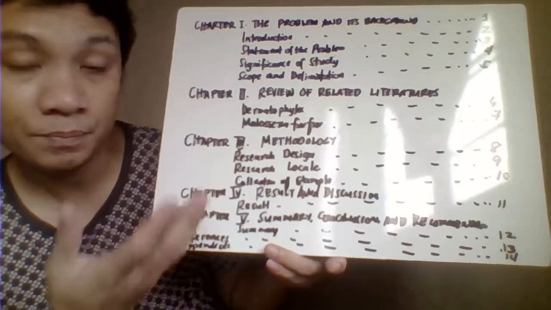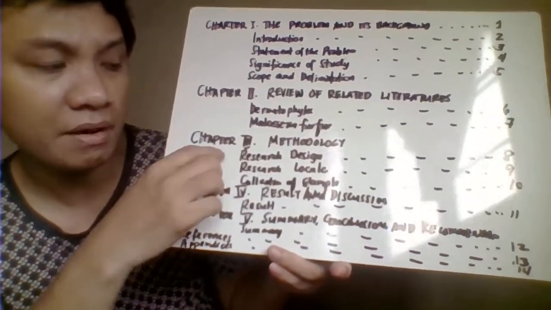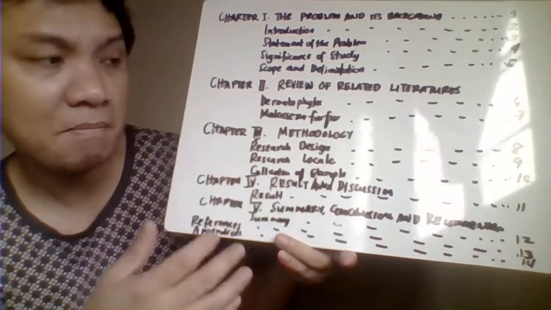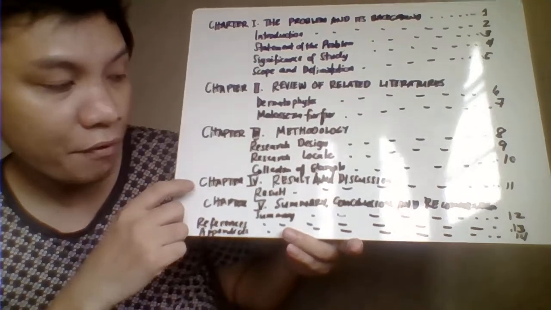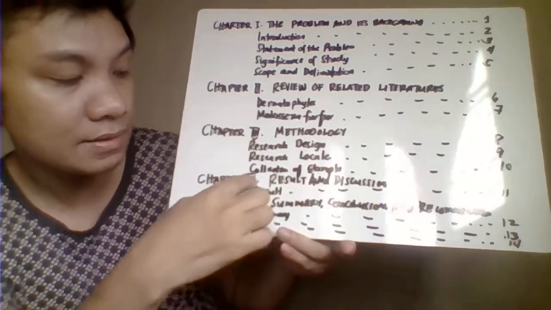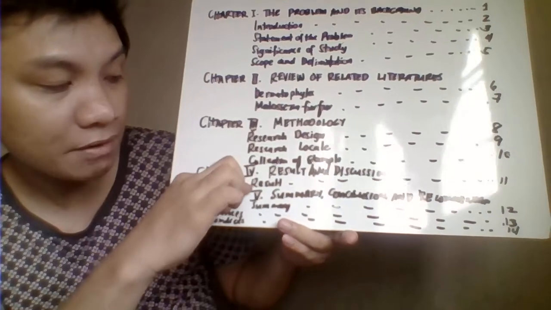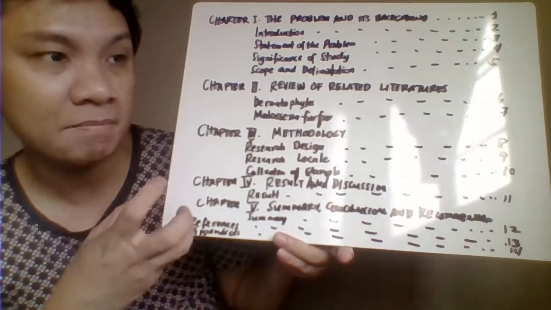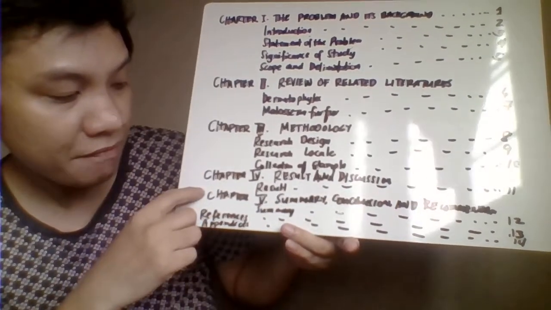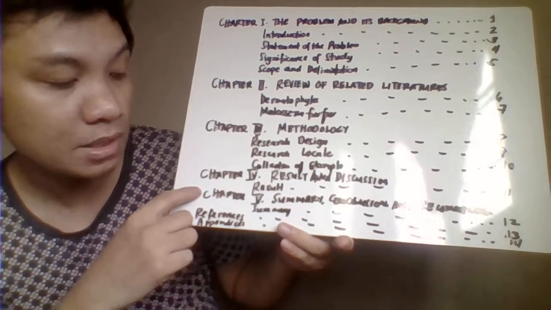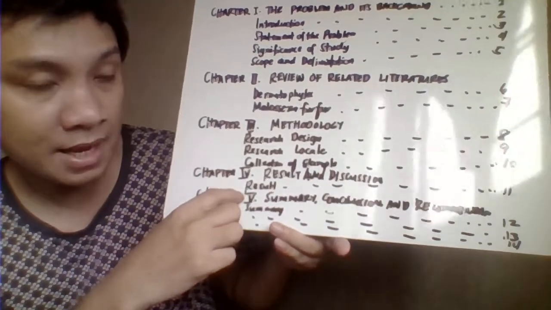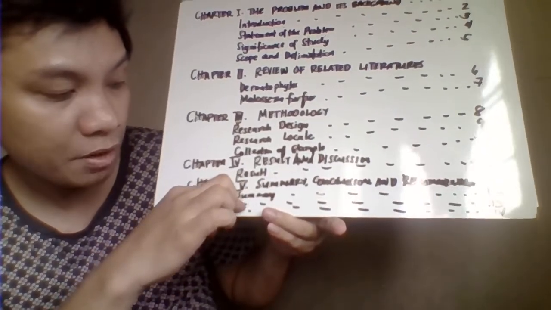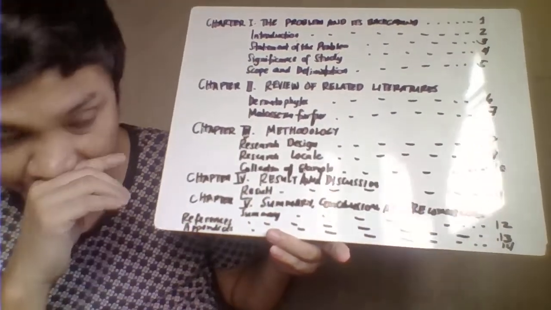Next one, chapter 3, your methodology. It depends on what topics you have included in your chapter 3. For example, research design, research locale, collection of samples and many others. Next, we have chapter 4, results and discussion, written again as all caps. Then the subtitles for that, we have your results and some other subtitles. And then chapter 5, summary, conclusion, and recommendation, should also be written in all caps. Then the subtitles should be indented: summary, conclusion, and recommendation, written as capital and small letters.